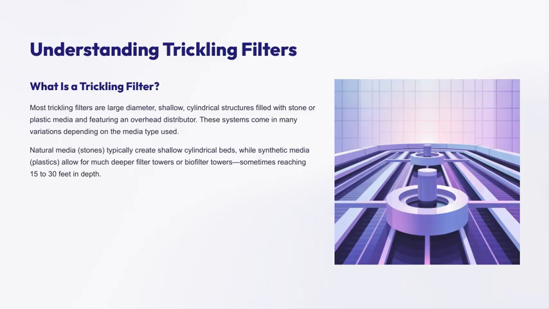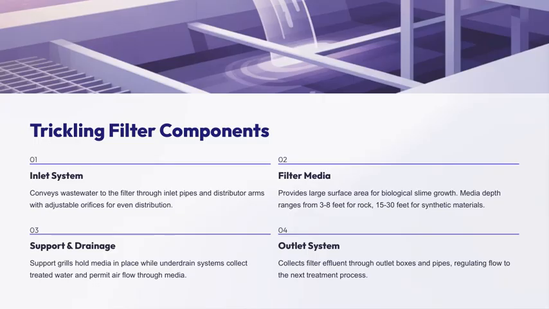Now, depending on the type of media used, the design can vary quite a bit. If natural media like stones are used, the filter tends to be shallow because stones don't pack tightly. But if synthetic media, such as plastics, are utilized, the towers can be much deeper, sometimes reaching 15 to 30 feet in height, allowing for a larger surface area for biological activity. This flexibility in design helps optimize the treatment process based on the specific needs of the system. Overall, understanding these variations and the structure of trickling filters is key to appreciating how they effectively treat wastewater through biological processes. Let's take a closer look at the trickling filter components.